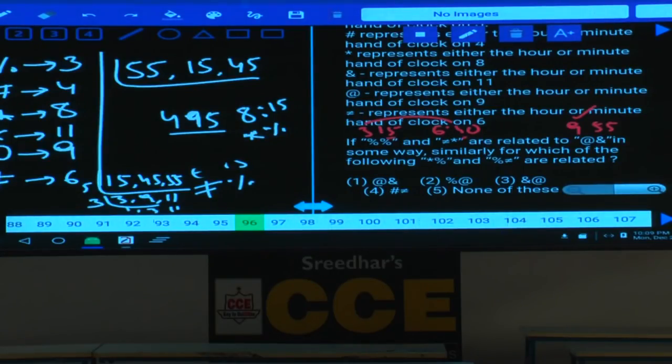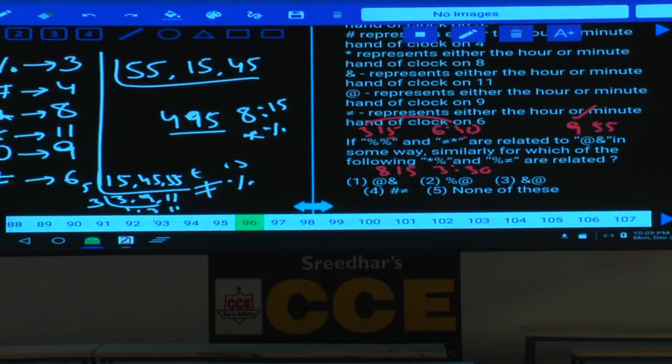And in the same way, similarly for which of the following, star and percentage? Star stands for 8 and percentage stands for 3. That means this is 815 and percentage is at 3, not equals to at 6, that is 330, isn't it? Now if you add these two, 8 plus 3 is how much? 11 and 15 plus 30 is 45. Now the total time is 11:45.